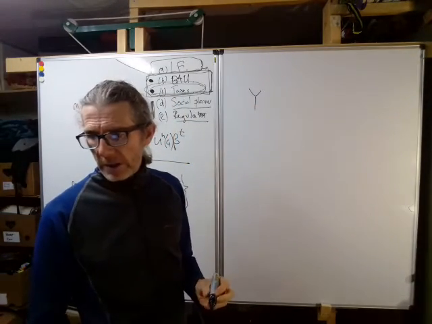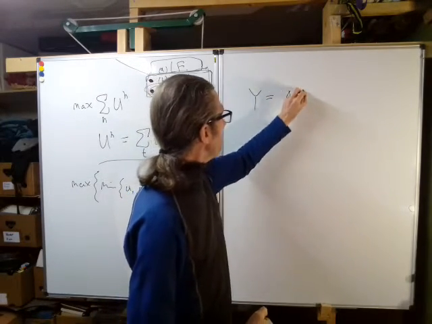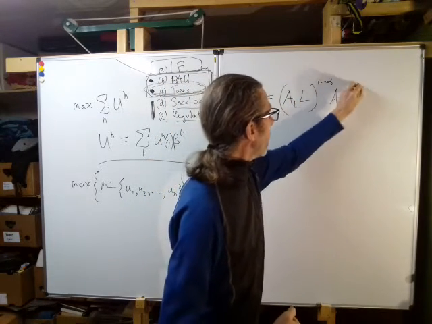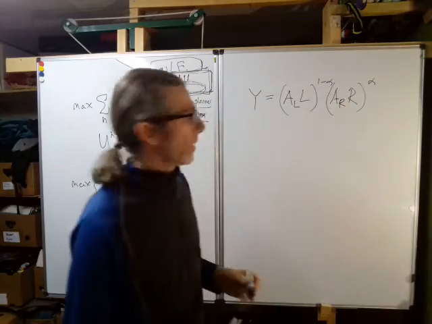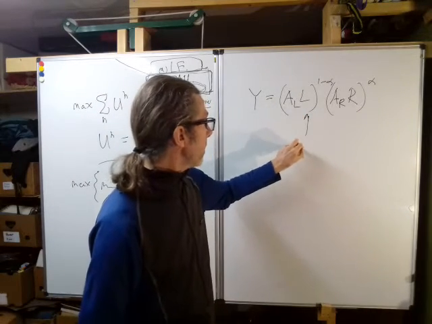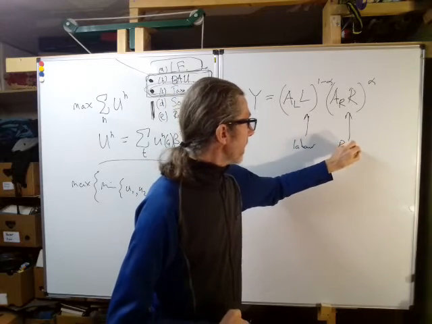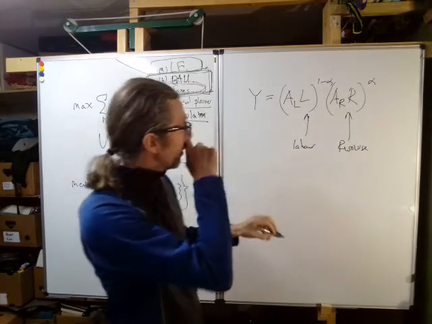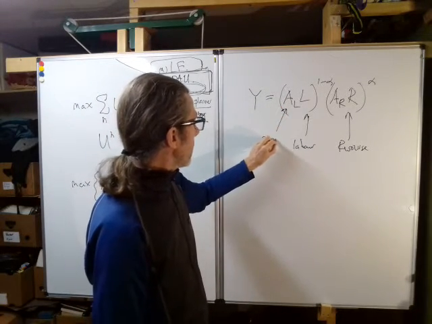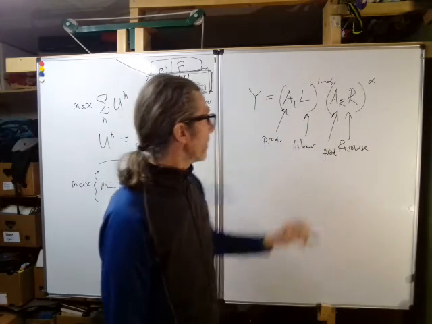Consider the following aggregate production function. Y equals AL to the 1 minus alpha, AR to the alpha. So what is this? This will be labor, and this will be some natural resource, and this would be labor productivity, and this would be natural resource productivity.